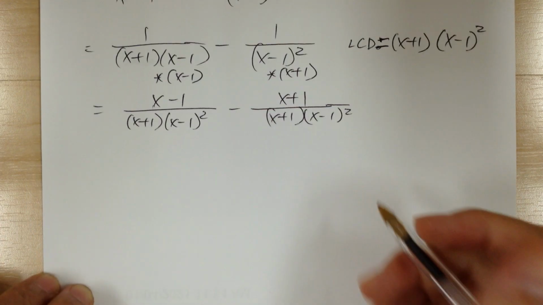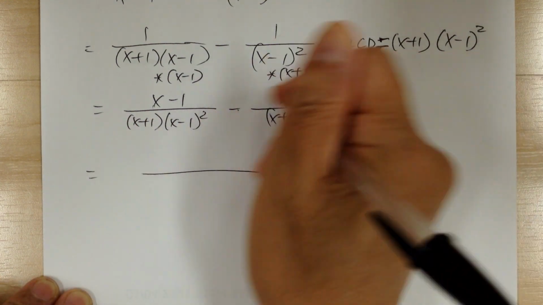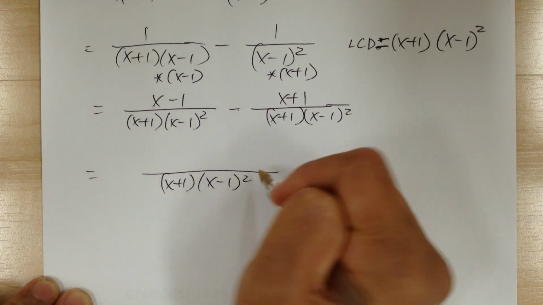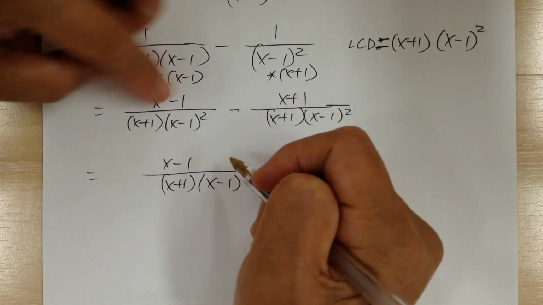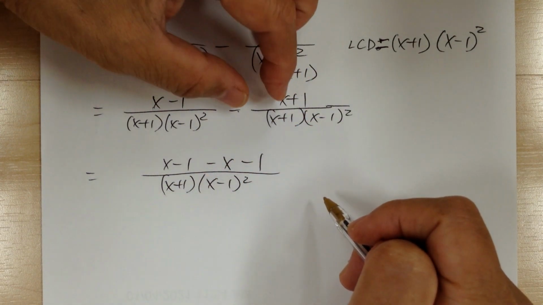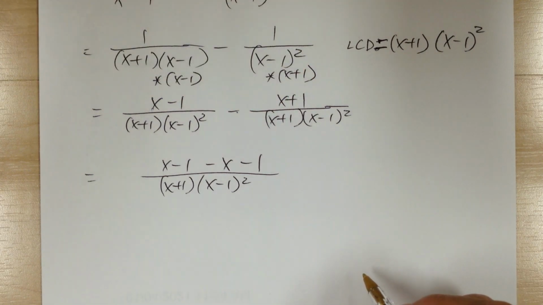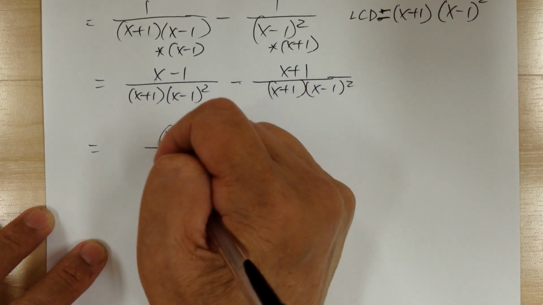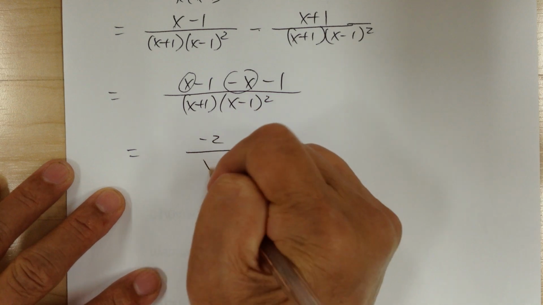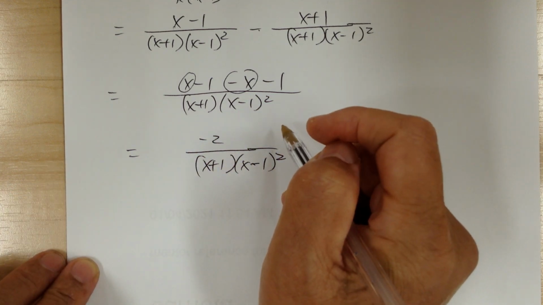Then after that, because it's a subtraction, you want to take the extra step of changing sign. So you're going to get x minus 1 from here. This one distributes to be minus x minus 1. Use your fingers to help you distribute. So this will give you negative x and negative 1. Then after that, you can combine the like terms. So this will cancel out. You're going to get negative 2 over x plus 1, x minus 1 squared.